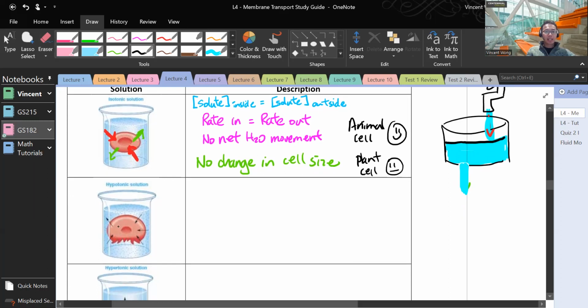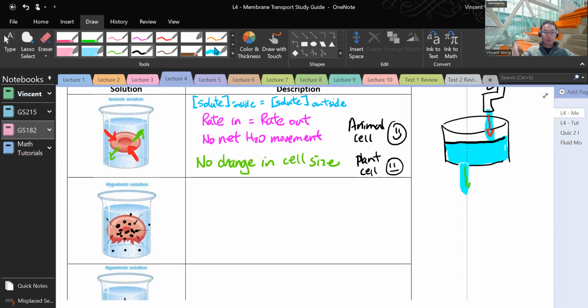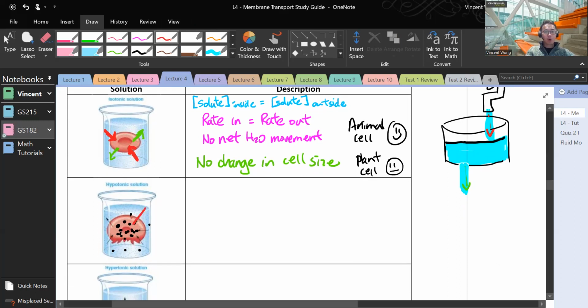In hypotonic, you have a lot more solute inside than outside. Okay? And as we explained with the U-shaped tube, when this happens, you will have the water moving towards the side that has a higher solute concentration, right? So you end up having a lot of water coming in and not much leaving.